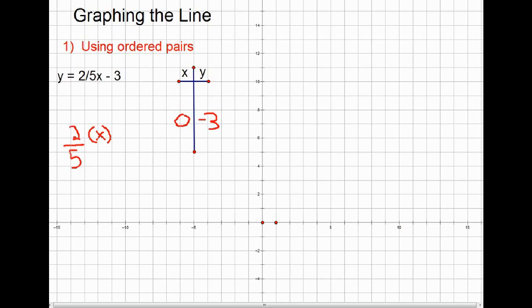But when we want to come up with other values, I don't want to just choose negative 2, negative 1, and so on here, because if I choose those values, I end up with a fraction that I have to subtract 3 from.